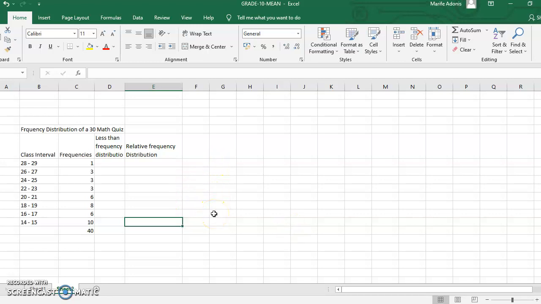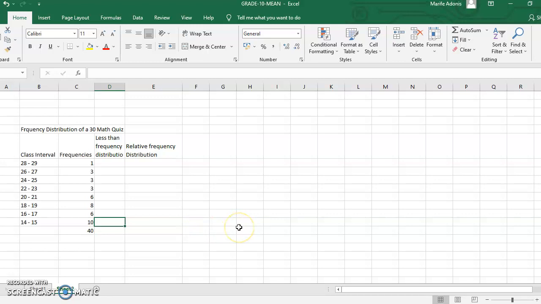And today we're going to study frequency distribution. Okay, so we have already here the class interval with the frequency. And we will compute the less than frequency distribution and the relative frequency distribution. And later, magagraph po tayo, no? So, simulan na po natin.